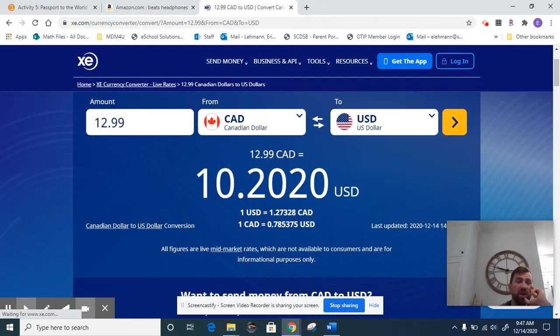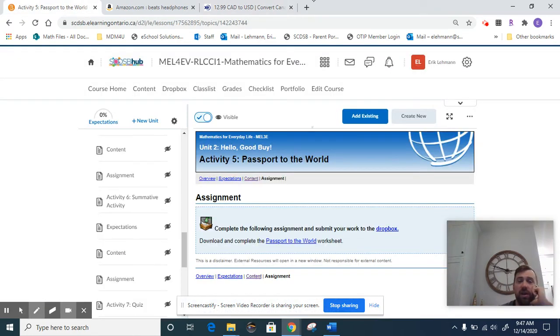$10.20 US is $12.99 Canadian. Pop up again. That's annoying. Maybe you should use the Google one. But there we are. We've got our example here. So here is our US exchange rate. So this is what we're using today. If you would like to round that to 1.27 and 0.78, totally okay with me. So this is one Canadian dollar is 78 US cents, and one US dollar is $1.27 Canadian. That's good. So back to our activity.